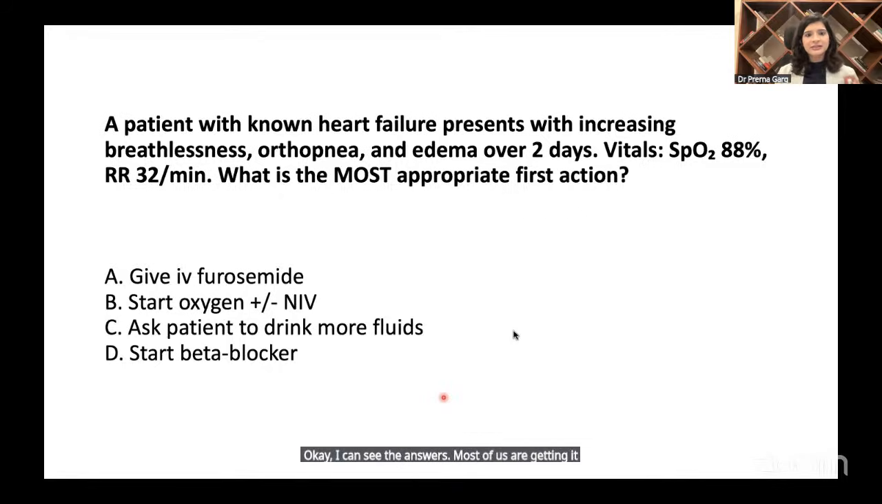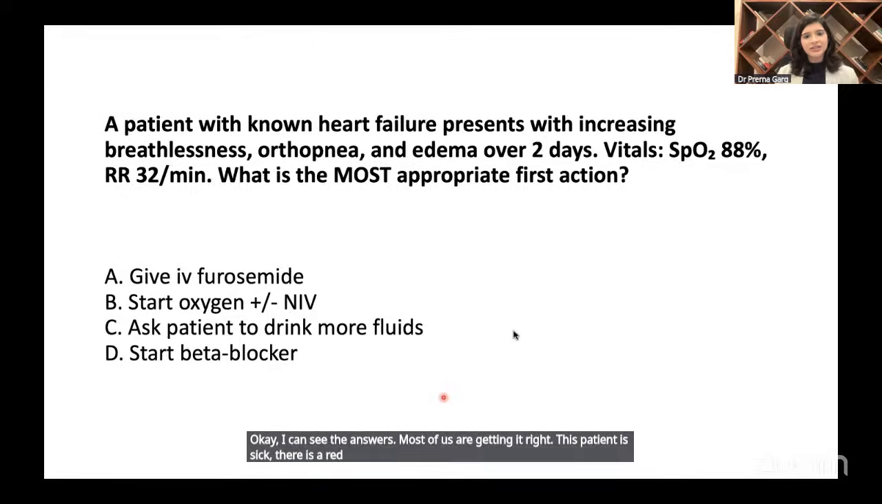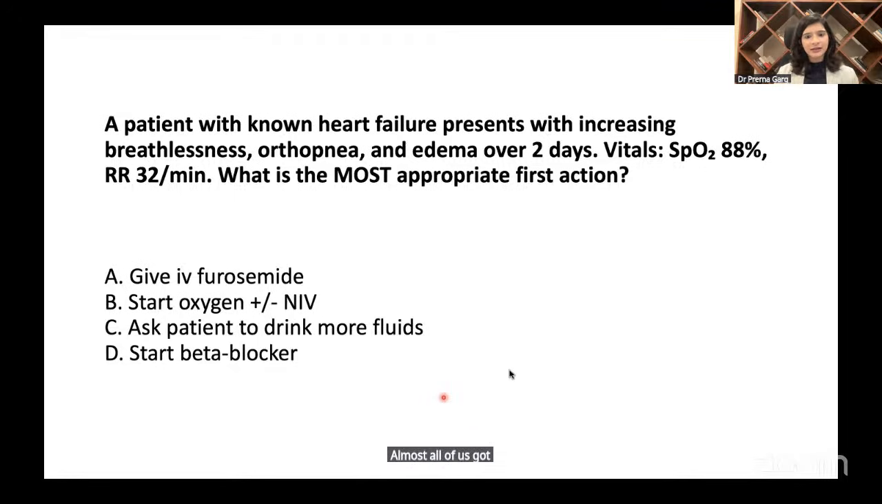This patient is sick. There is a red flag. His saturation is low. The patient needs to be started on oxygen and be given a trial of NIV. Almost all of us got this question right.